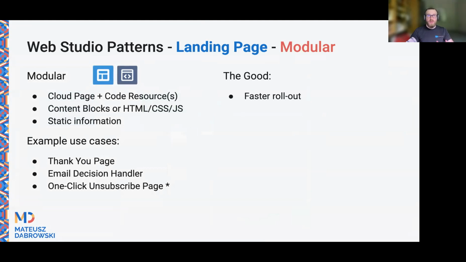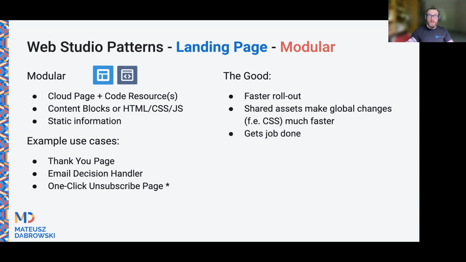You will just import it from the code resources. It will make updating assets much faster. Again, going with the use case of changing the branding colors, you will just modify one CSS code resource and everything will be updated on all your code on all your cloud pages. And again, it gets the job done. So it's a really good idea.